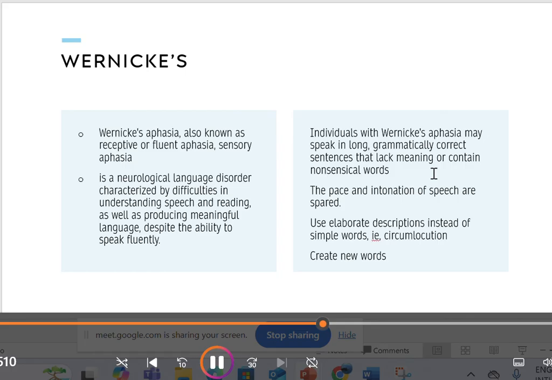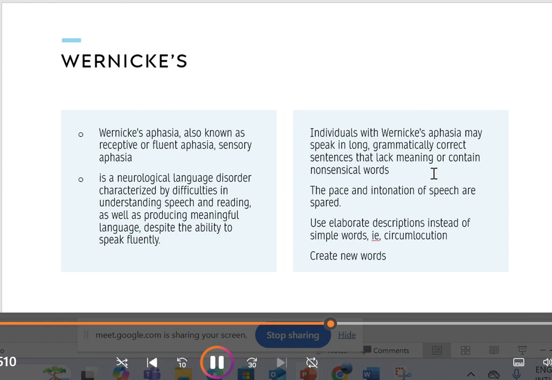Pace and intonation is spared, but it is meaningless. Use elaborate description instead of simple words, that is known as circumlocution. Wernicke's aphasia also has circumlocution. In anomia, the person is not able to properly say the word, but here instead of telling that particular word, the person beats around the bush, gives descriptions, explains things, and says sentences for one single word. If he wants to say a ball, he will describe it as a round object which goes roll and roll and roll, which a child uses to play, but this meaning won't be there.